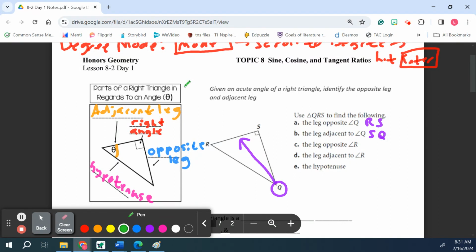For angle R, again, I'm going to circle angle R. The opposite is going to be SQ. And the adjacent will be RS. Now, the hypotenuse will never change, even based off the angles. That will still be RQ.